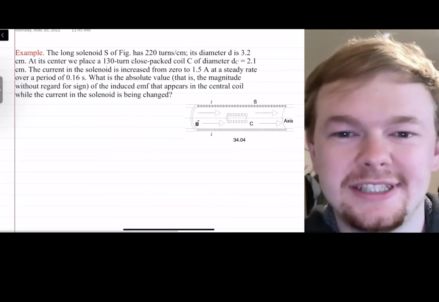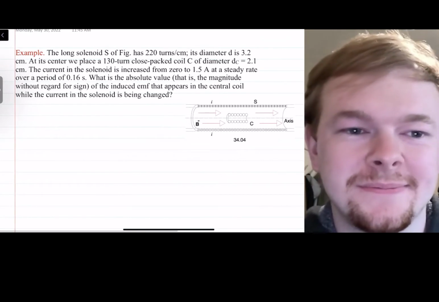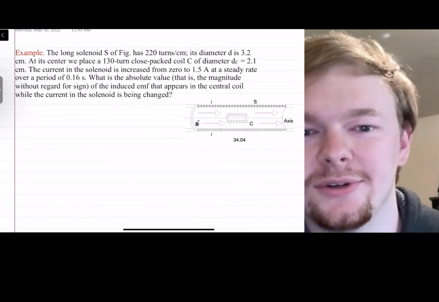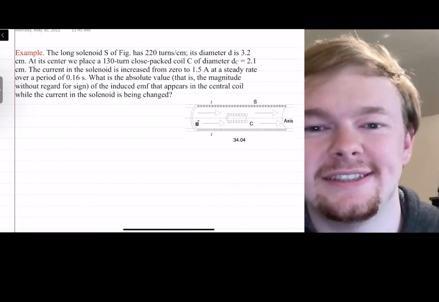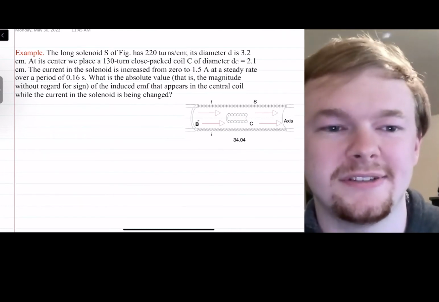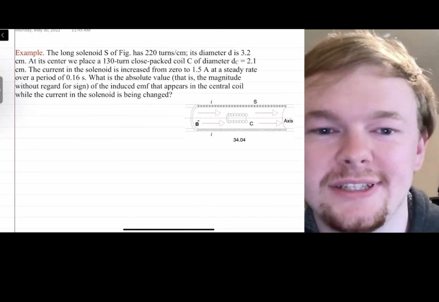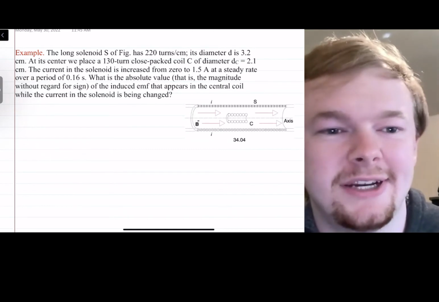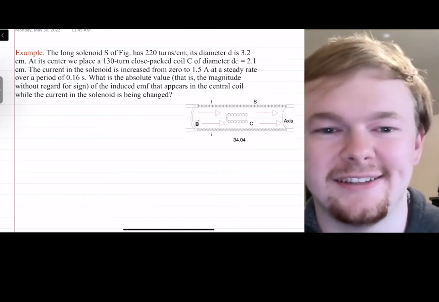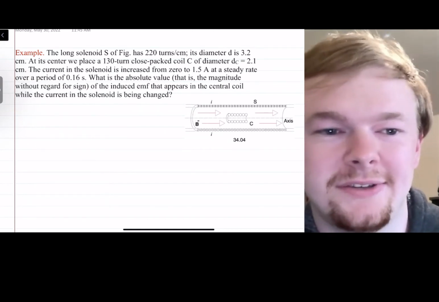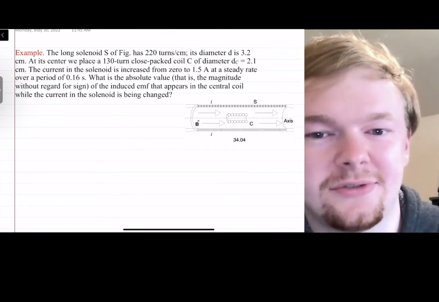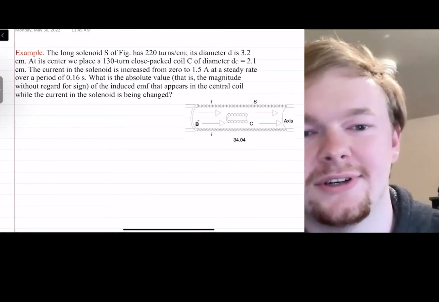Its diameter D is 3.2 centimeters. At its center, we place a 130 turn close packed coil C of diameter DC equals 2.1 centimeters. The current in the solenoid is increased from 0 to 1.5 amps at a steady rate over a period of 0.16 seconds. What is the absolute value, the magnitude that is, of the induced EMF that appears in the central coil while the current in the solenoid is being changed?